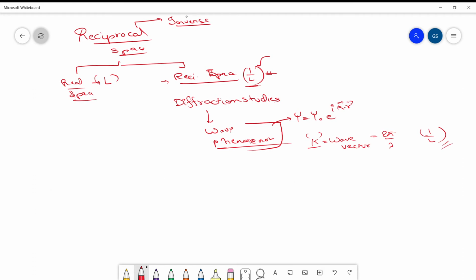I am just trying to create an intuition that due to this only, we got an idea: why don't we go into a space which is 1 by length and study diffraction over there? Because diffraction is a wave phenomenon, and a wave phenomenon is related to the wave equation. The wave equation has a term k which is a wave vector, and the wave vector is nothing but 2 pi by lambda, and 2 pi by lambda is 1 by length. Initially you can have this sort of analogy for understanding reciprocal space.